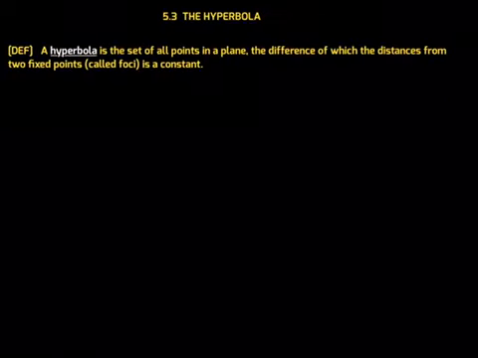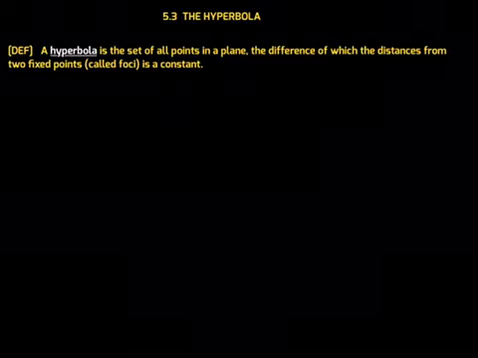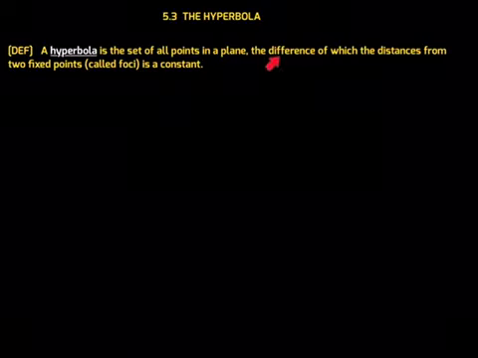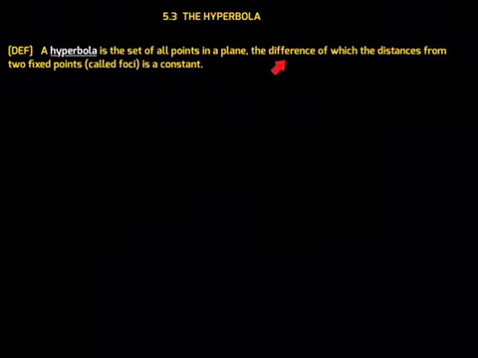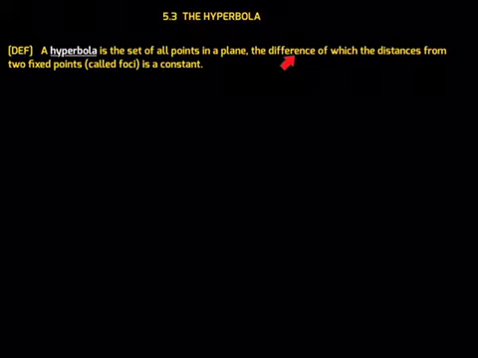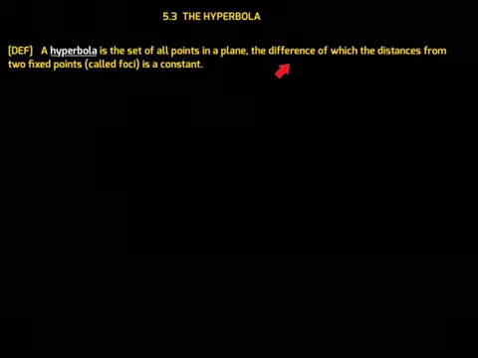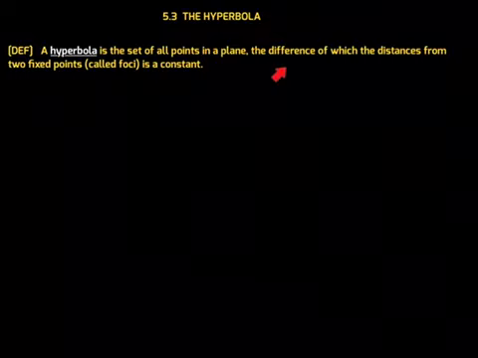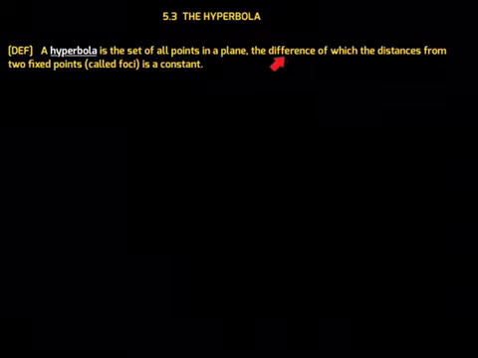All right, first things first, let's cover the definition for a hyperbola. A hyperbola is the set of all points in a plane, the difference of the distances from two fixed points, called foci, is constant. The first thing I would like to draw your attention to is this word difference. The only change between the definition of an ellipse and the definition of a hyperbola is this word. In the definition for an ellipse, this word is the sum of which. And here for the hyperbola, it's the difference of which. It's a very subtle change, and it's the only thing that differs a hyperbola from an ellipse.